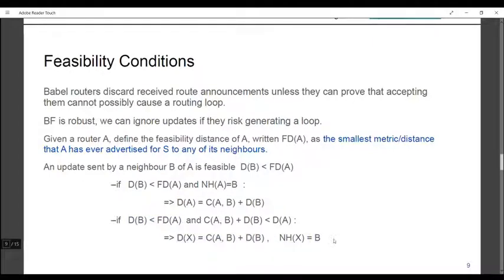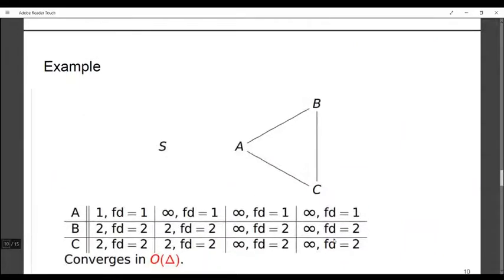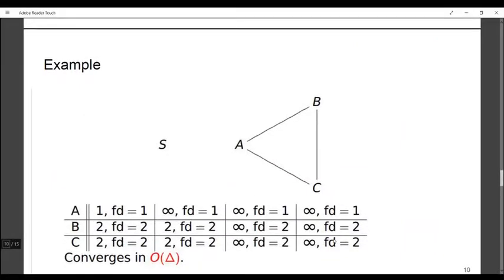So this condition actually ensures that loops never form. We can see we have the feasibility distance and metric of A, B and C, and there is a disconnection between S and A. When A receives the broadcast by B, which carries the metric of B, it will check whether the metric of B is less than the feasibility distance of A. Here the metric of B is 2 and the feasibility distance of A is 1. So 2 is less than 1, this condition does not hold true.